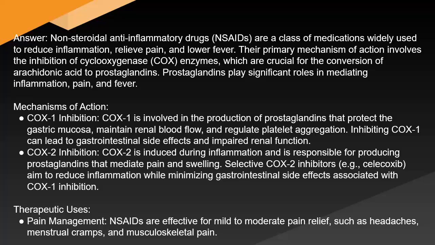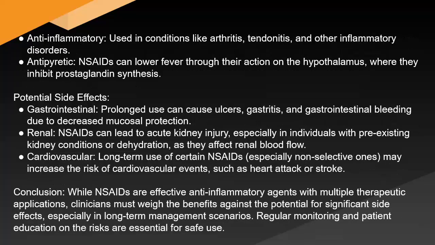Therapeutic uses: pain management. NSAIDs are effective for mild to moderate pain relief, such as headaches, menstrual cramps, and musculoskeletal pain. Anti-inflammatory, used in conditions like arthritis, tendinitis, and other inflammatory disorders. Antipyretic. NSAIDs can lower fever through their action on the hypothalamus, where they inhibit prostaglandin synthesis. Potential side effects: gastrointestinal. Prolonged use can cause ulcers, gastritis, and gastrointestinal bleeding due to decreased mucosal protection.